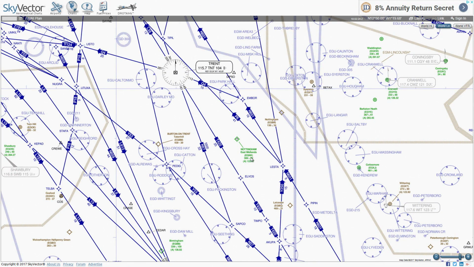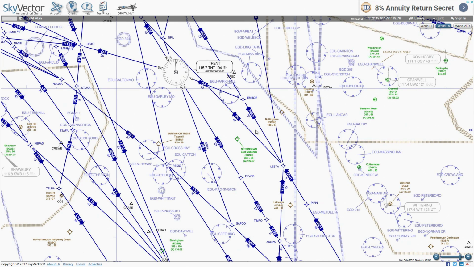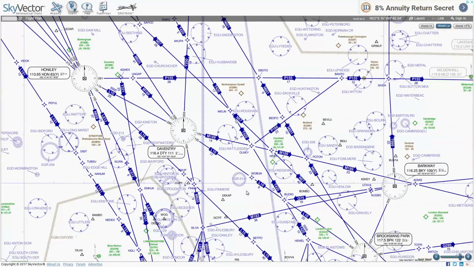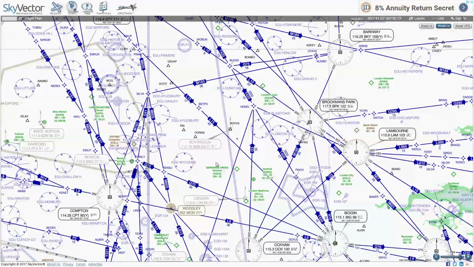But for now, we're going to move on to the next part of this, which should be the second to last part. Like I said, we're going to be looking at STARs in this video, and in the next video, which is going to be the last one of looking at charts, we're going to be looking at instrument approaches to a runway. So for this, we're going to be looking at an approach into London Heathrow.